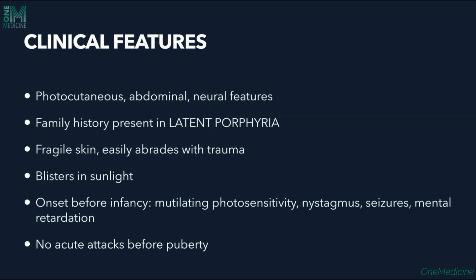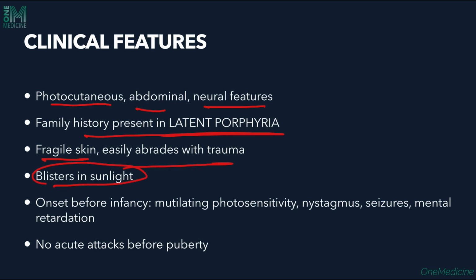Clinical features: we see photocutaneous features, that is, photosensitivity will be present, abdominal features and neural features will be present. Family history will be present in latent porphyria. There will be fragile skin which easily abrades with trauma. Blisters are seen on sunlight exposure.